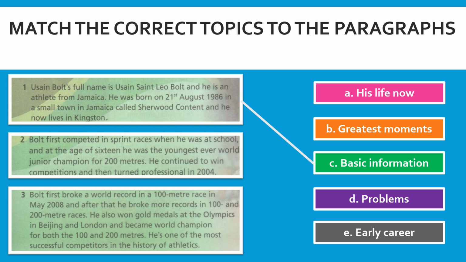Number 2, Bolt first competed in sprint races when he was at school, and at the age of 16, he was the youngest ever world junior champion for 200 meters. He continued to win competitions and then turned professional in 2004.